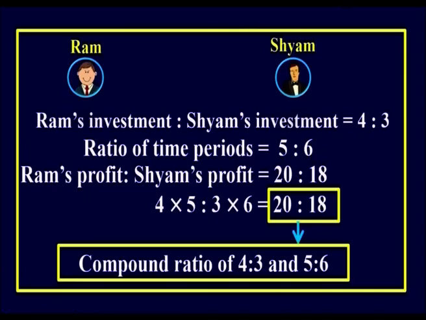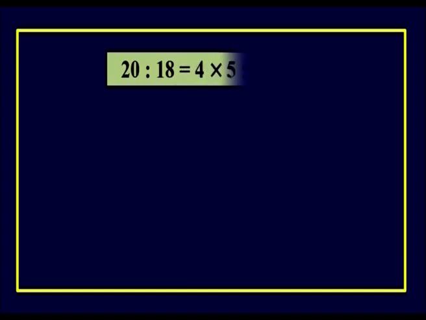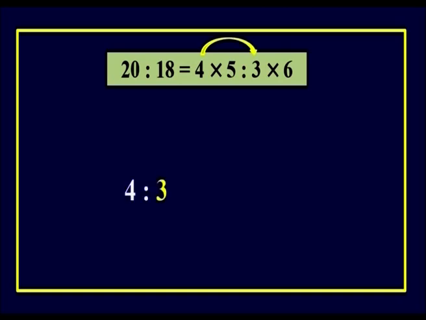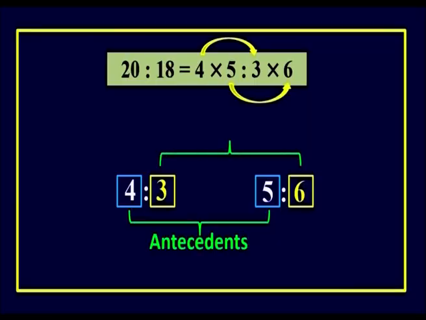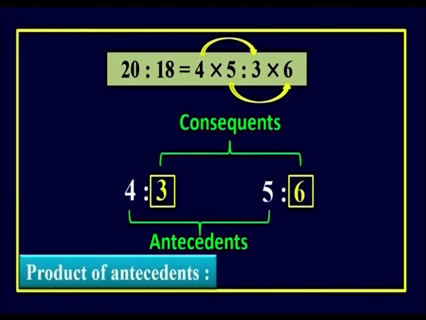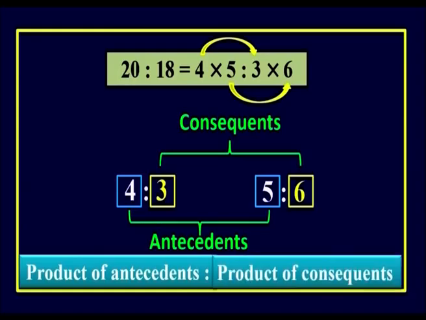Got it, children? Or let us understand this more clearly, children. So, 20 is to 18, I am writing it as 4 into 5 is to 3 into 6. And the ratios are 4 is to 3 and 5 is to 6. Now, here if you notice these 4 and 5 in these two ratios, we have seen already, they are antecedents. And what about 3 and 6? Yes, they are consequents. So, here product of antecedents, I can write product of, yes, consequents. 4 into 5.